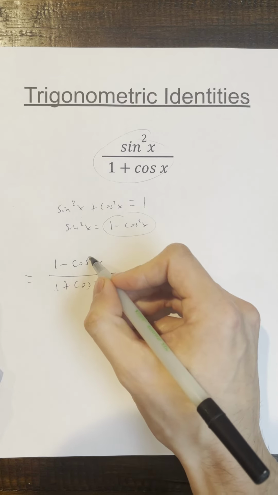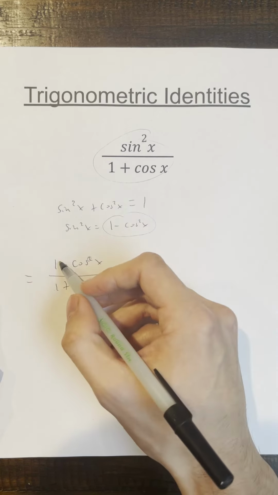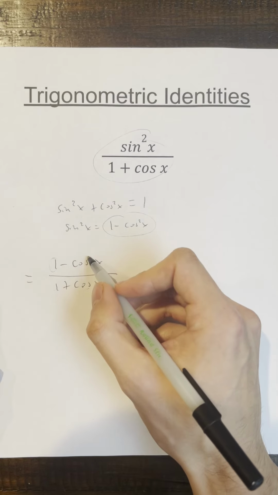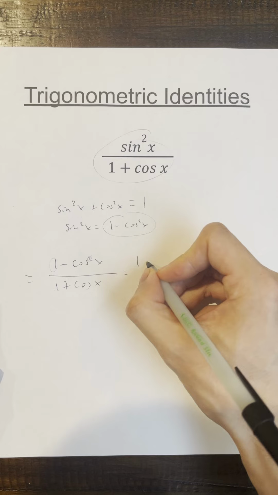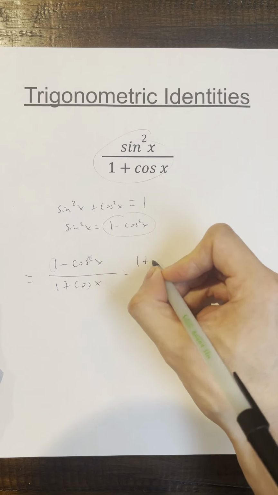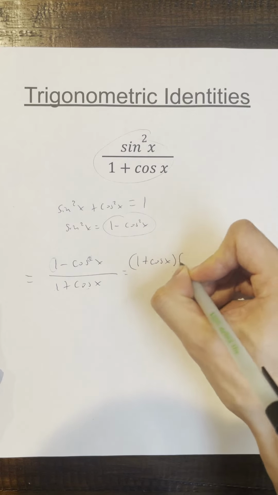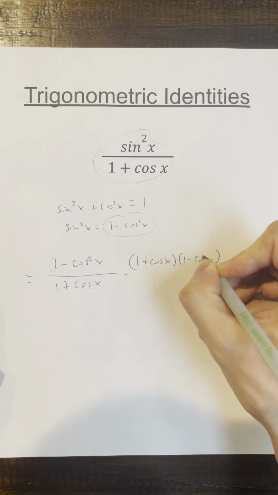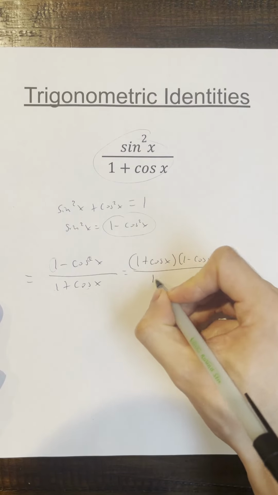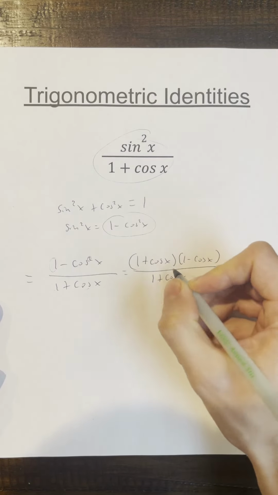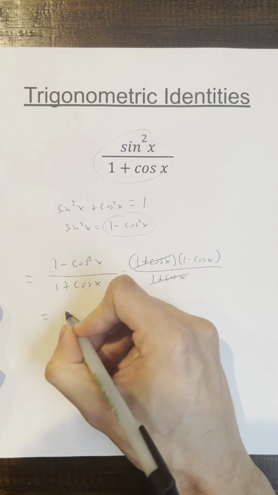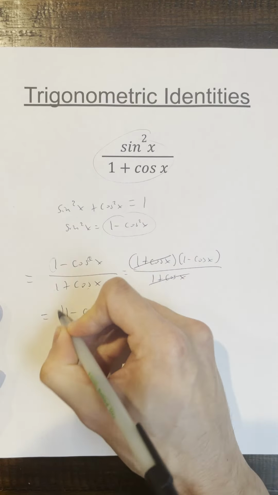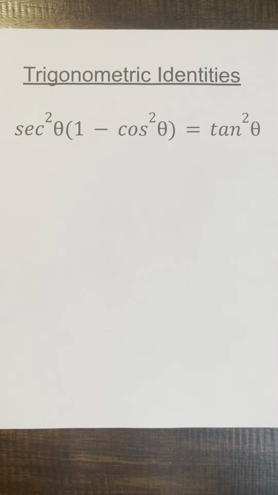And I also see a squared here. So if you see a perfect square here, and you see a squared here, ask yourself if you can factor out a difference of squares. So this is 1 plus cosine x times 1 minus cosine x. And I just copy the denominator. Okay, so this matches with this, so I can just cancel them. And then we're left with 1 minus cosine x. This is your answer.